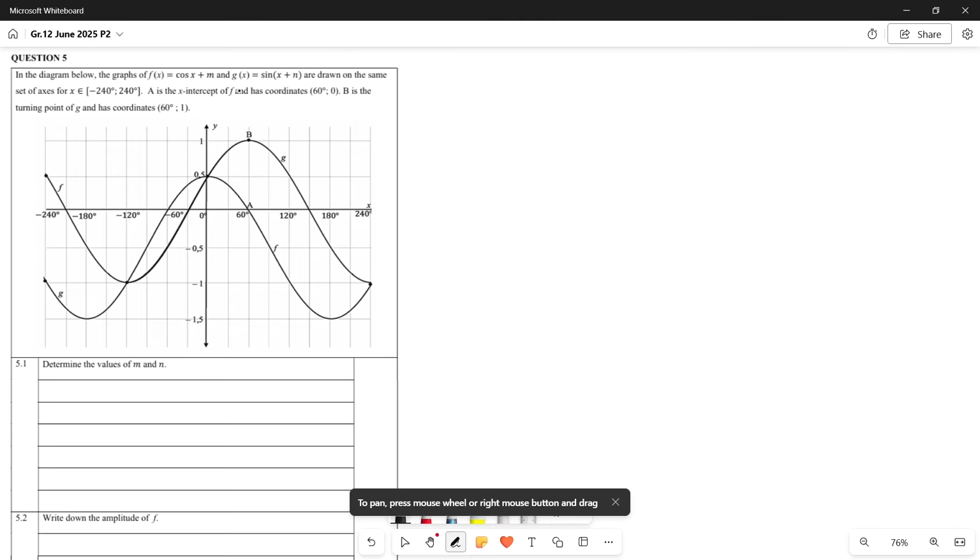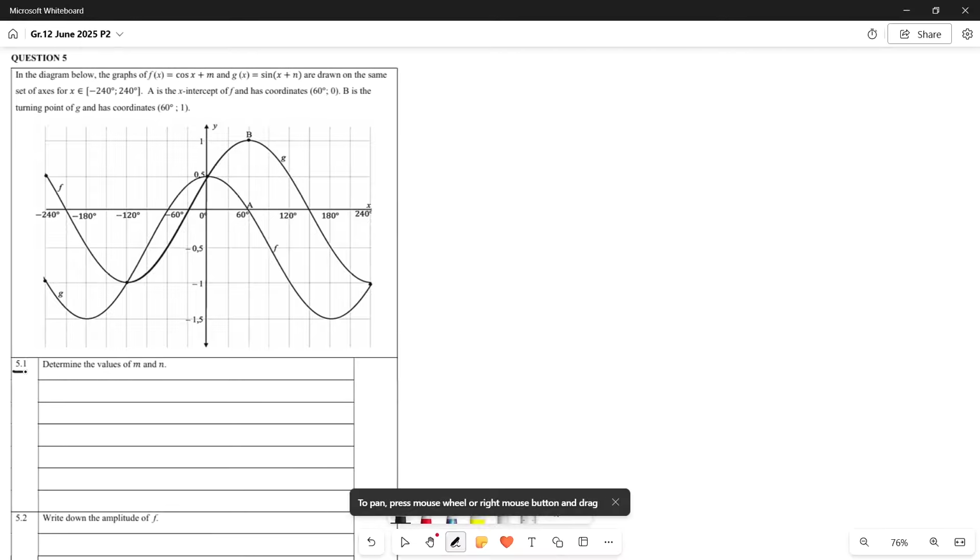Great. So we're on question 5. Question 5 is saying in the diagram below, the graphs of f of x equals cos x plus m and g of x equals sine bracket x plus n are drawn on the same set of axes for x is an element of negative 240 to 240. So we have our g graph here. Our g graph is a sine graph, and our f graph here is a cos graph. So A is the x-intercept of f and has coordinates of 60 and 0. B is the turning point of g up here and has coordinates of 60 and 1.